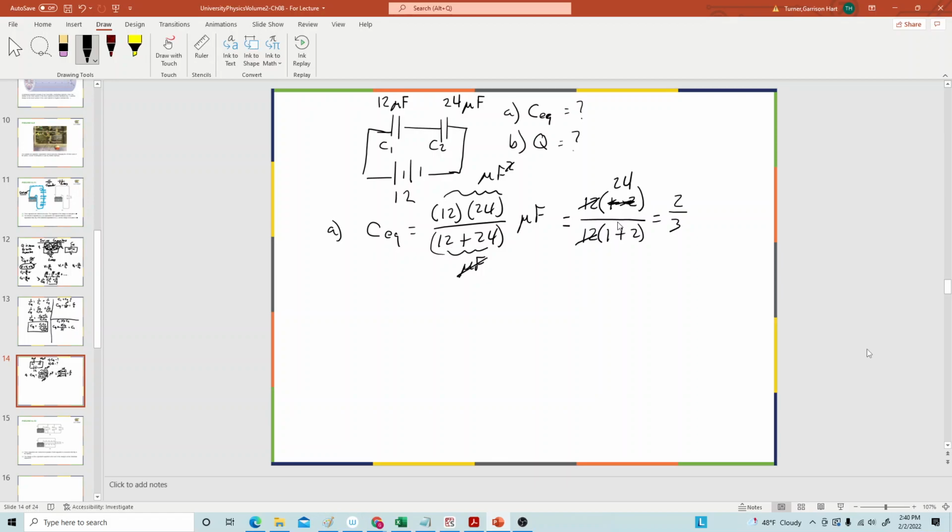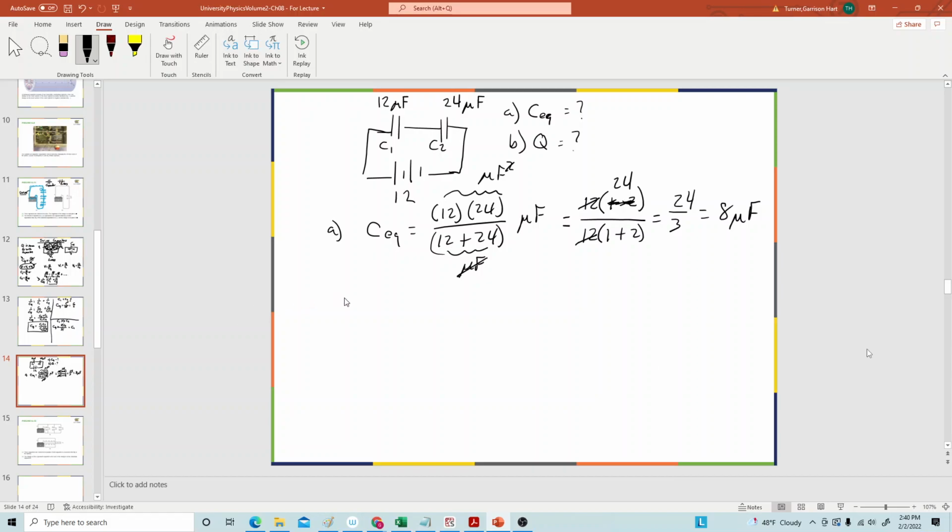Something didn't feel right. So this is 12 times 24, but you can still factor the 12 out of the denominator, and so your 12s do cancel out, and then this is 24 divided by 3, or 8 microfarads. Okay. So you have 8 microfarads for the equivalent capacitance.